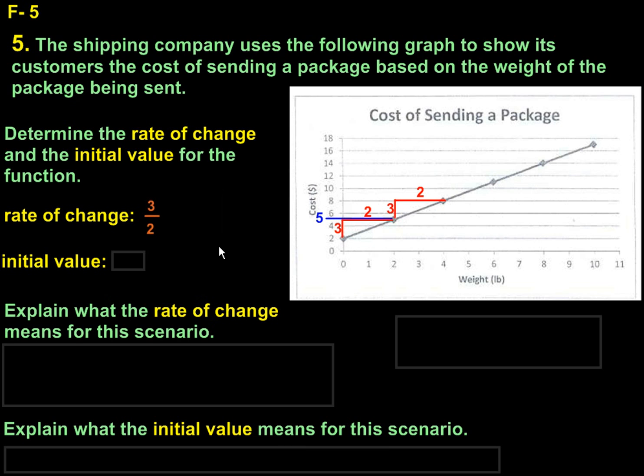And now we want to look at what our initial value is. Well, at 0, we're starting at 2. So that indicates that our initial value is 2.